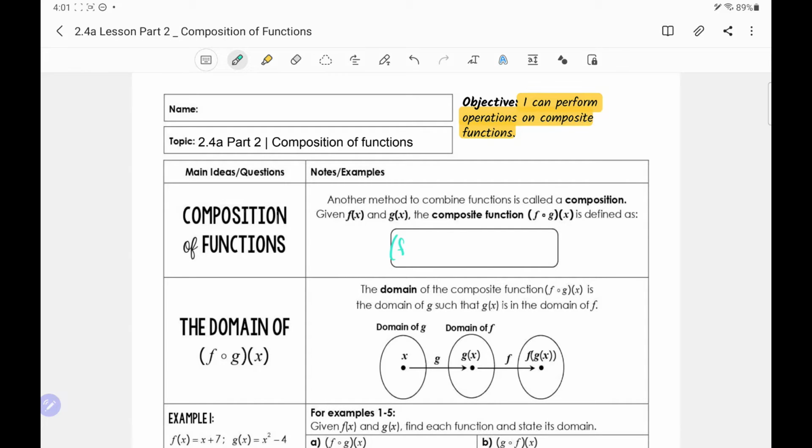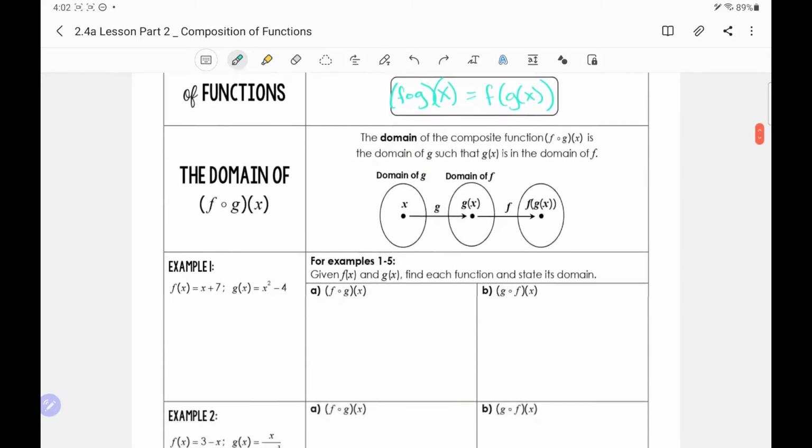This might be notation that you're not used to. It almost looks like the word "fog," but it's not. So this is f of g of x. More commonly, you may have seen it written like this. This is what it means. A lot of times we see it written like this because it's a little more functional, but this is what we're talking about.